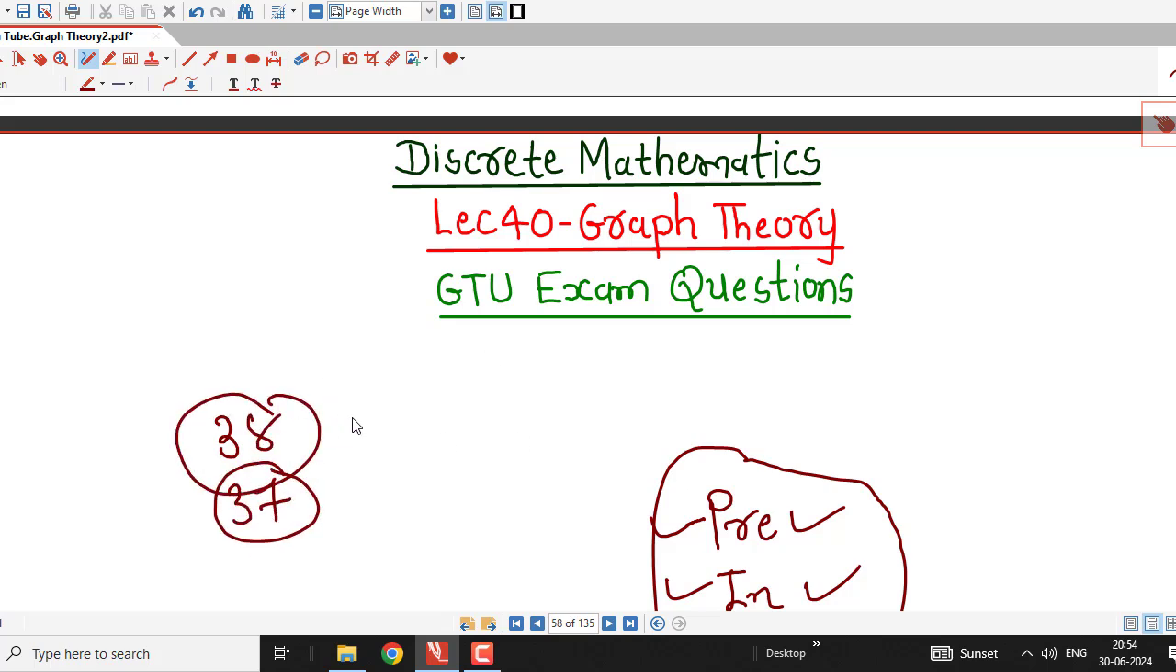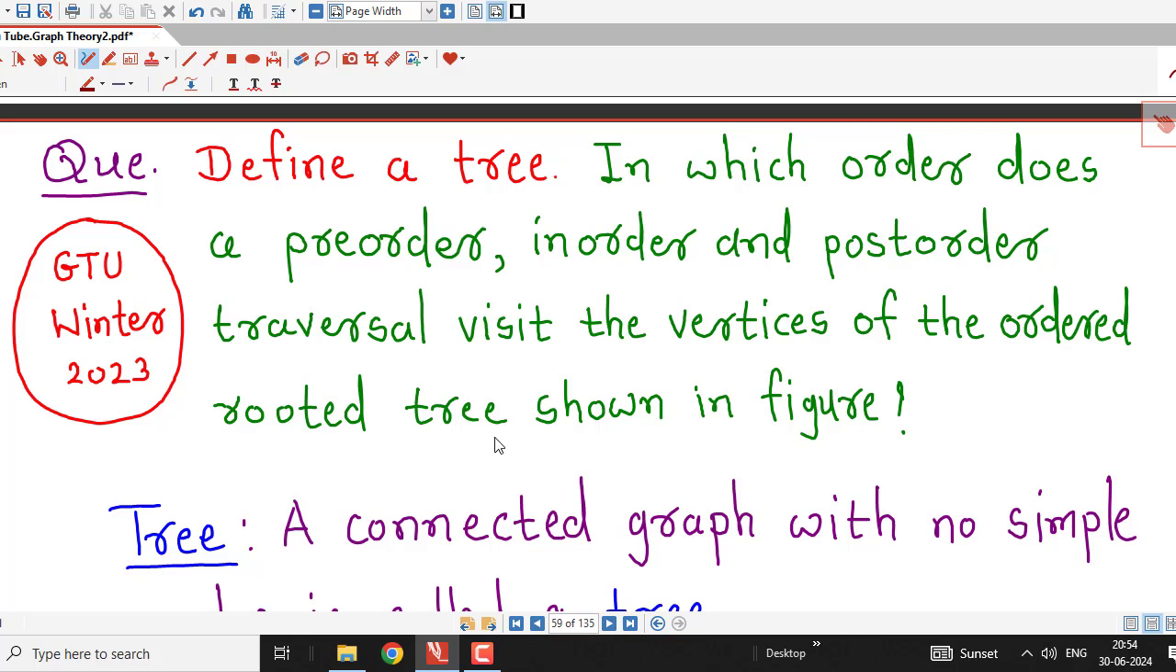So if you have not seen those lectures, I suggest you watch them first on tree traversal and then go for this lecture. So we consider this question asked in the GTU Winter 2023 exam.